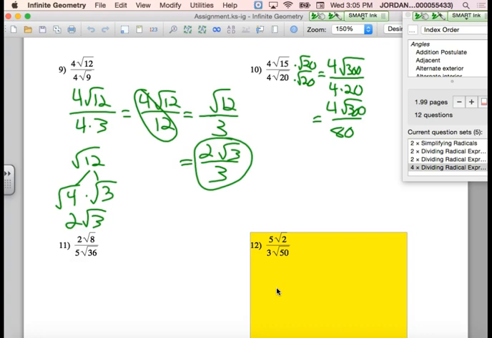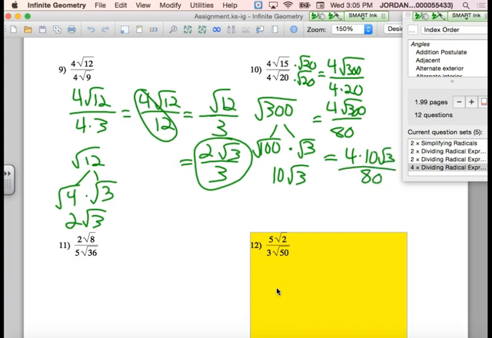So now we've got to break down 300 and figure out what's the biggest perfect square that will go into 300. Well, 100 does. 100 times 3, right? So square root of 100 times square root of 3. Square root of 100 is 10. And square root of 3 doesn't simplify, so you got 10 square root of 3. So now up top, I have really 4 times 10 square root of 3 over 80. 4 times 10 is 40 square root of 3 over 80.